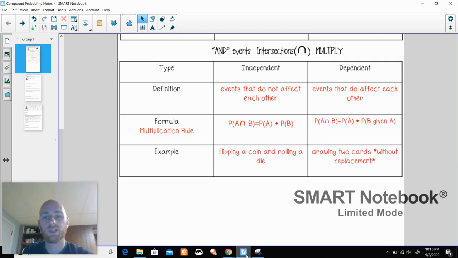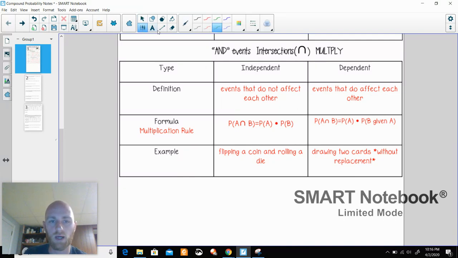Okay, so got to finish up the notes here. We got into the OR events, so now we get into the AND events. And these would be like your intersections. So that has that big rainbow AND for intersection, right? And we're going to multiply instead of adding like we did before with the OR events.